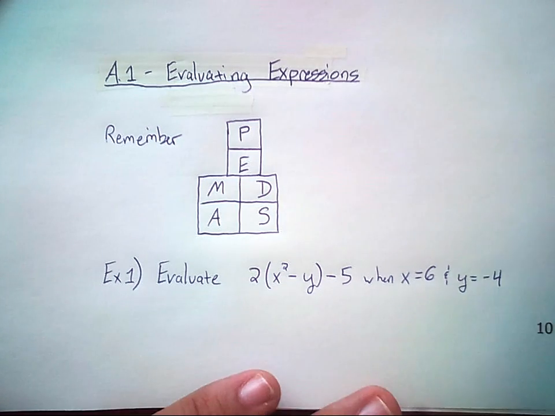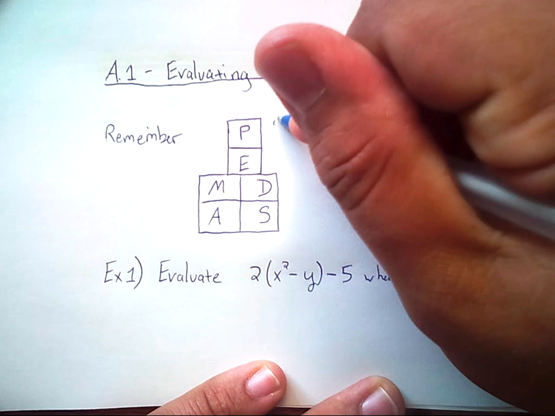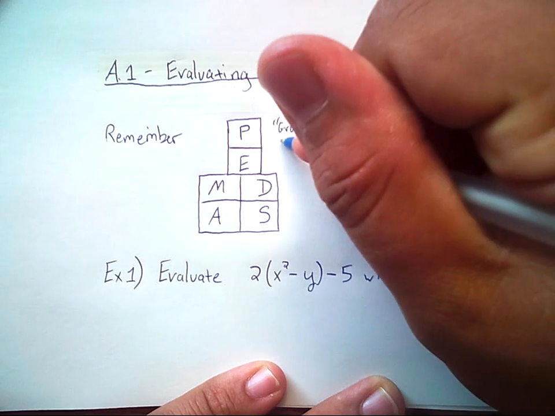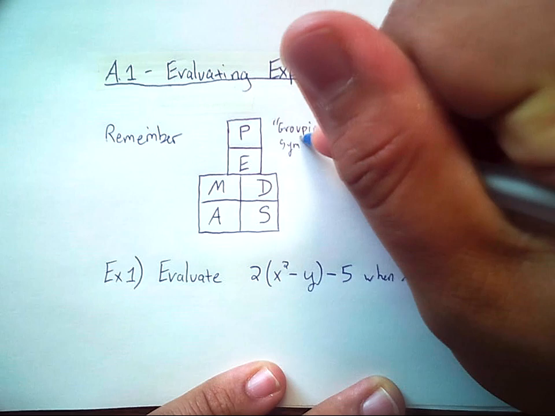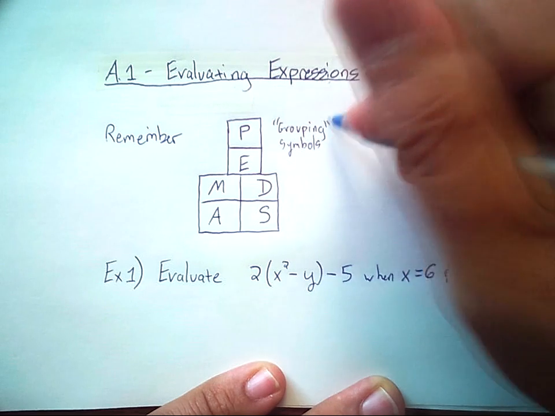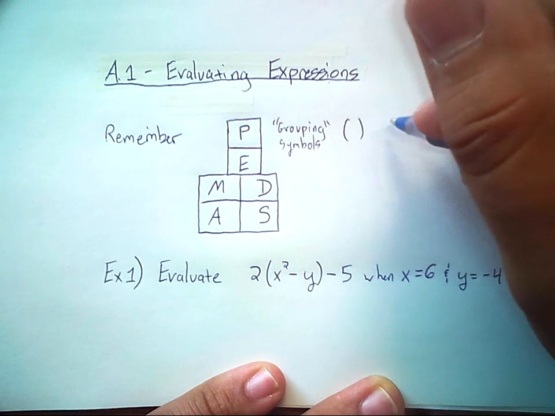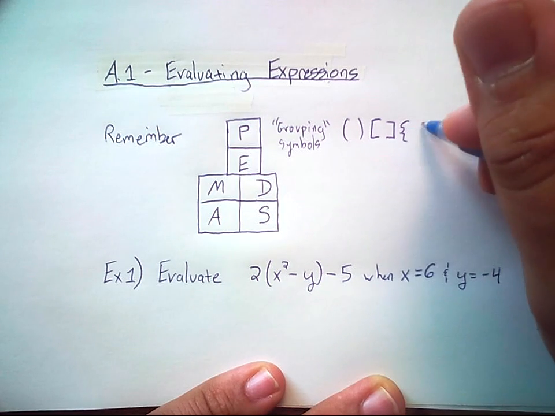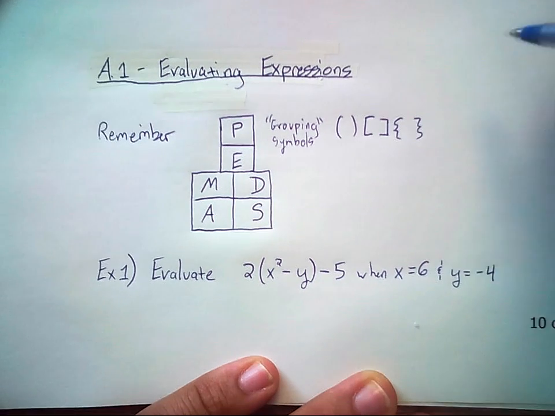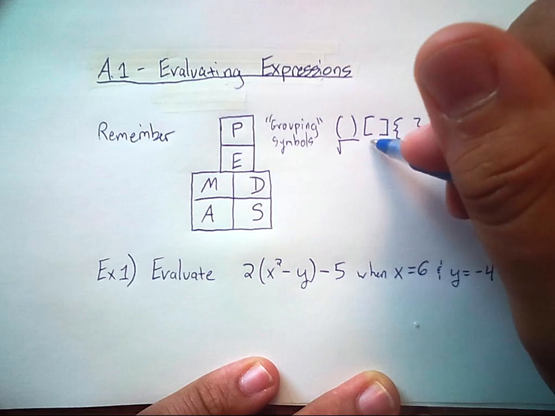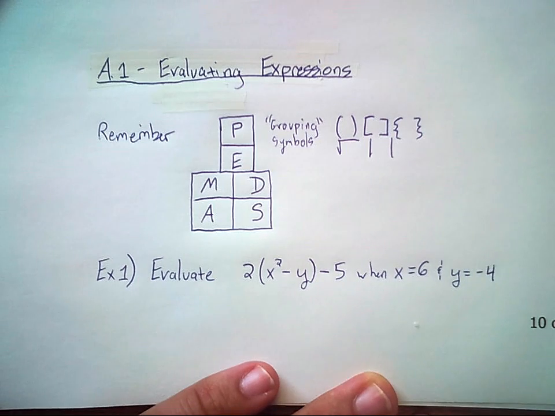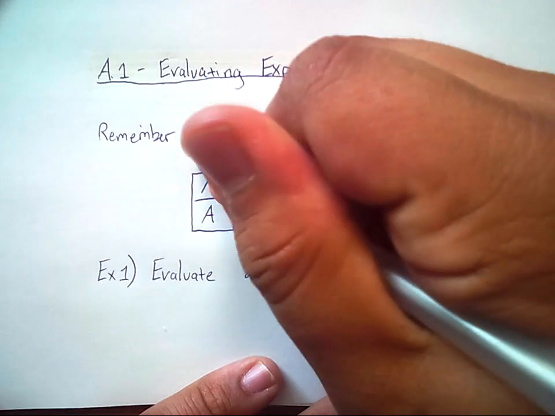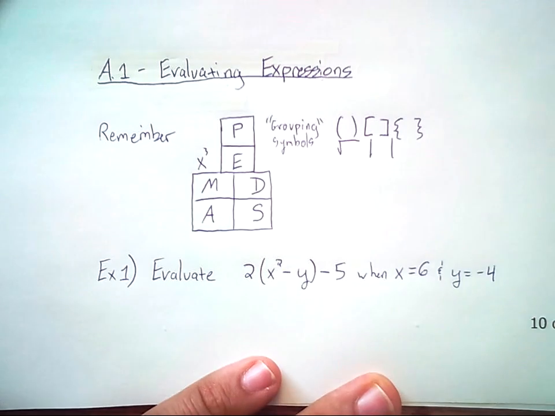Up top you have parentheses, or it should really be called grouping symbols, because this can fall into a variety of categories. Some examples of grouping symbols that you might see are parentheses, brackets, and even set notation. However, there are also square roots or absolute values that fall in this category. Next you have exponents, which would look something like that with the little 3 up top.